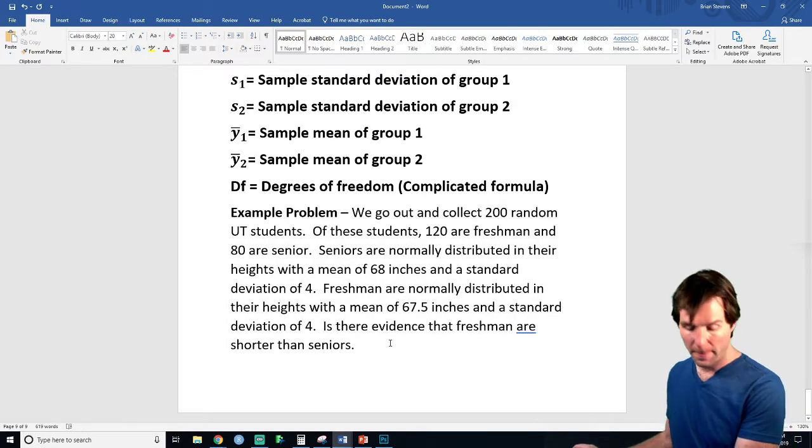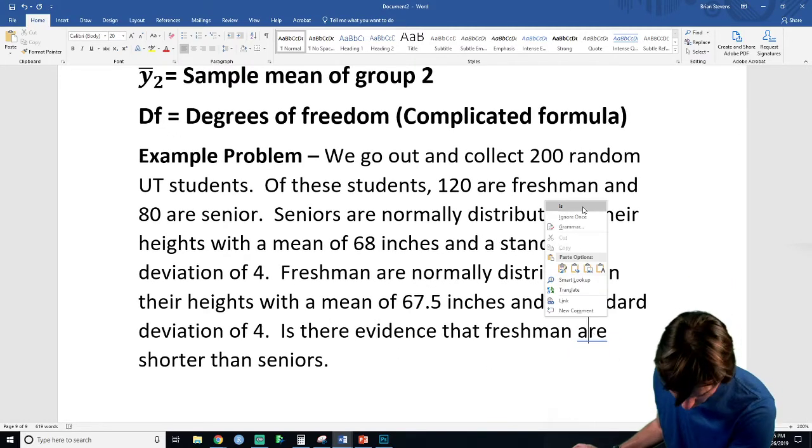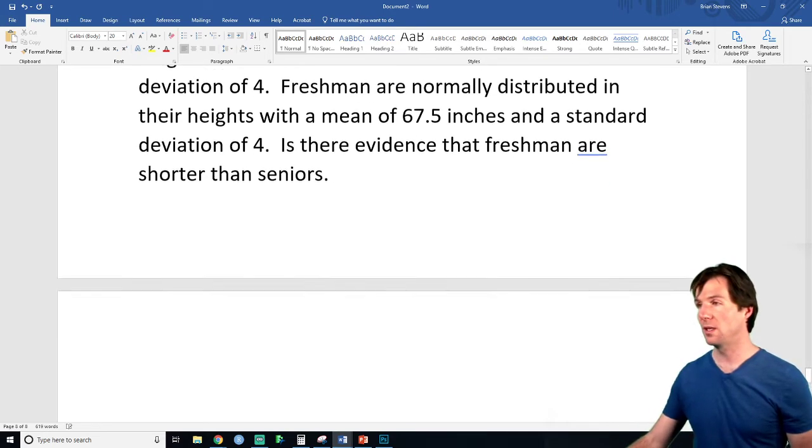Cool. That's got it. So it's all on its own page. Is there evidence that freshmen are shorter? I think that's grammatically correct. Is there evidence that freshmen are shorter than seniors?